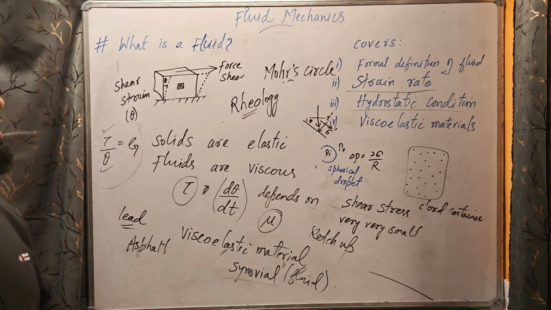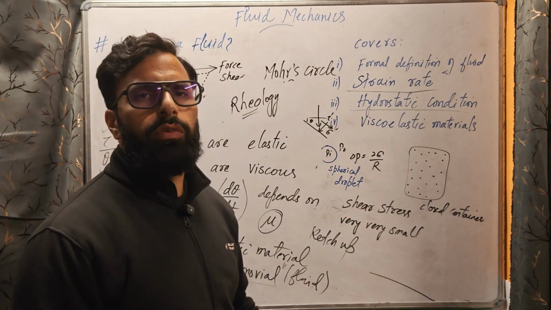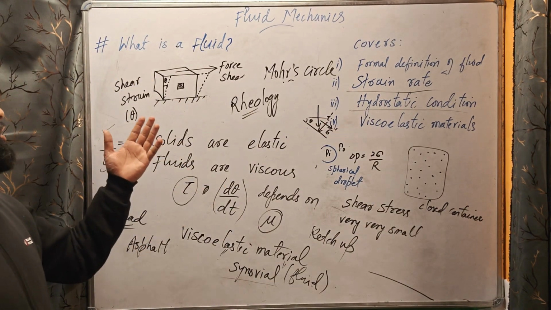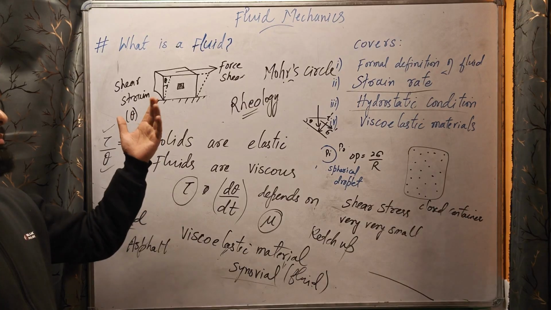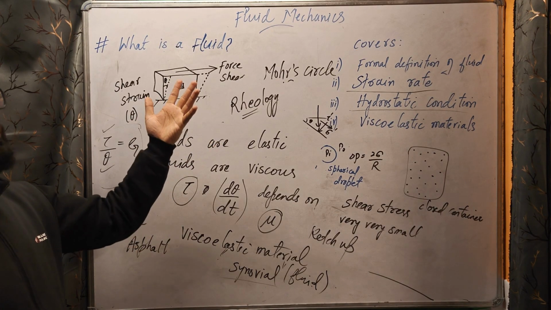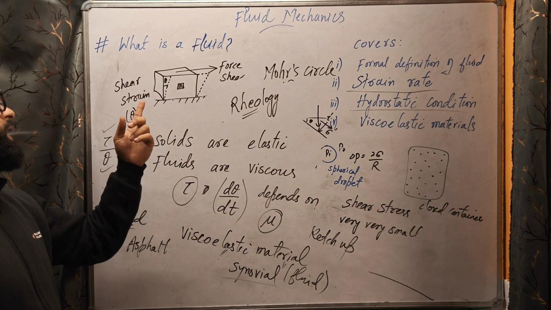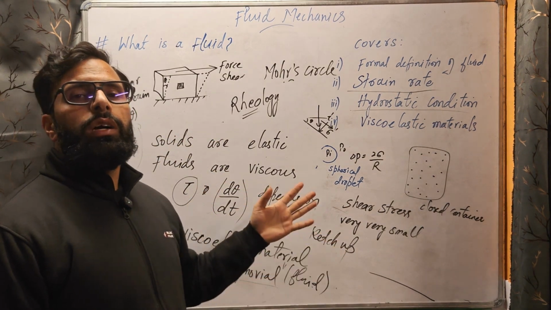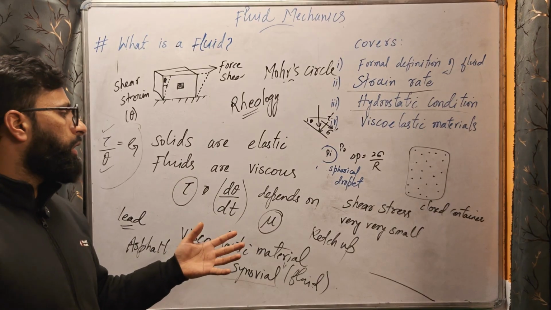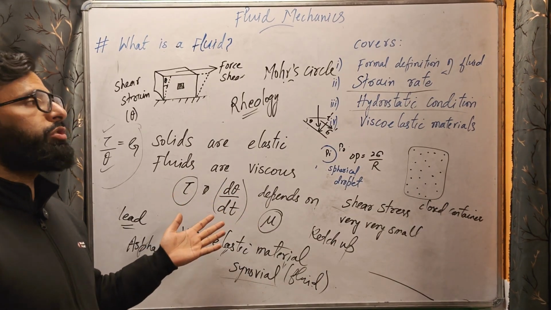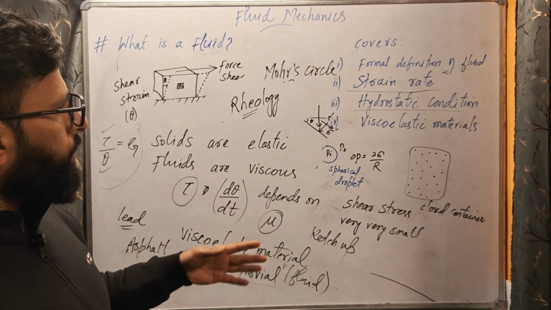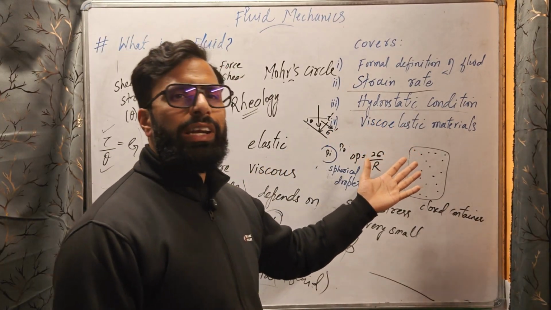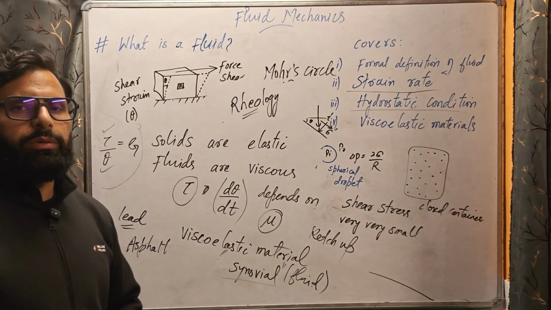So in today's video, we covered the formal definition of fluid, which basically differentiated fluids from solids, in the fact that solids have constant shear strain and fluids have a continuously changing shear strain, which we call strain rate. And then I introduced the hydrostatic condition and then viscoelastic materials.